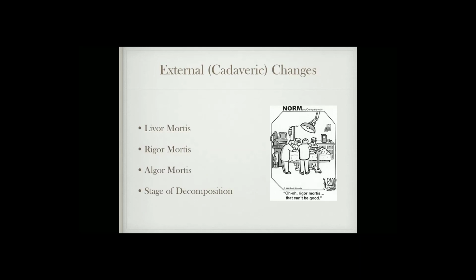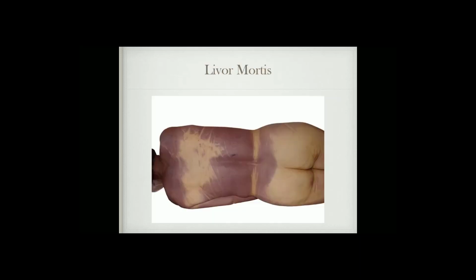For the remainder of this lecture, we're going to look at cadaveric changes that occur post-mortem. That includes livor mortis, rigor mortis, algor mortis, and stages of decomposition. The first 3 complete a cycle within 36 hours and are useful for determining time of death during that period. The first change we'll talk about is livor mortis, which literally means the bluish color of death.